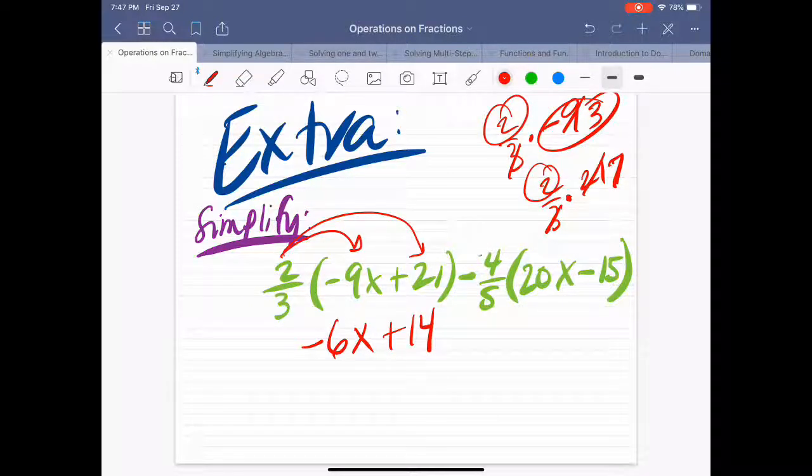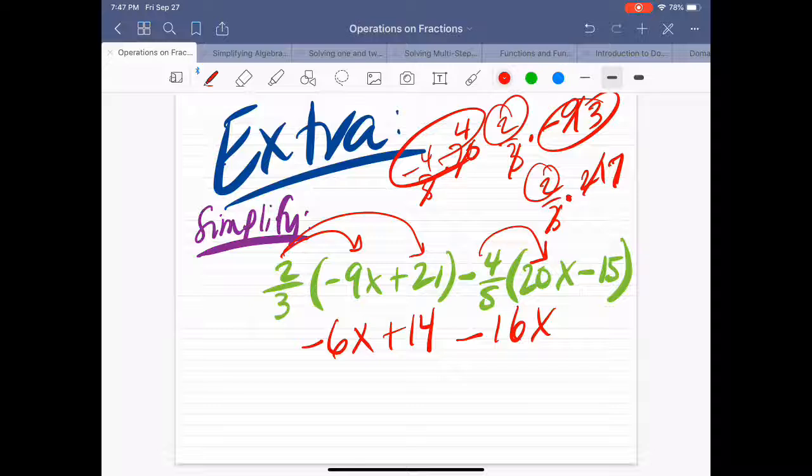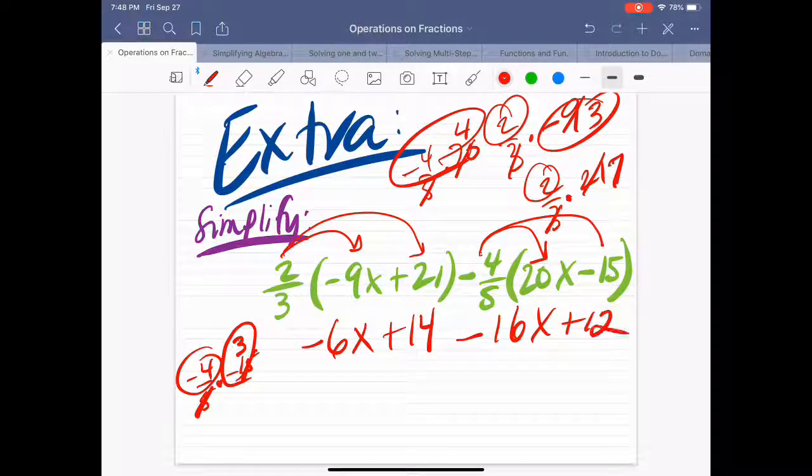Now we are distributing negative 4 over 5. So negative 4 over 5 times 20. Let's do it by simplification. 5 goes into 20 4 times, and then let's multiply whatever we have left over. Negative 4 times 4 is negative 16. Don't forget the x. Negative 4 over 5 times negative 15. So let's simplify. 5 goes into 15 3 times. Multiply whatever you have left over. Notice that you have a negative 4 times a negative 3. Negative 4 times negative 3 is positive 12.